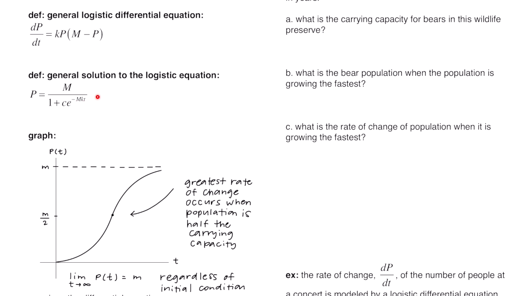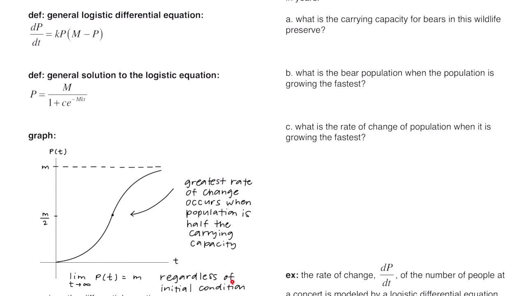If you take this equation and graph it, you'll get a curve that looks like this. There are a couple of things going on. Our x-axis is t, and our y-axis is P of t. You have right here the value M, which is the carrying capacity. And half of M, M divided by 2, is where the point of inflection occurs. The greatest rate of change occurs when the population is half of the carrying capacity.